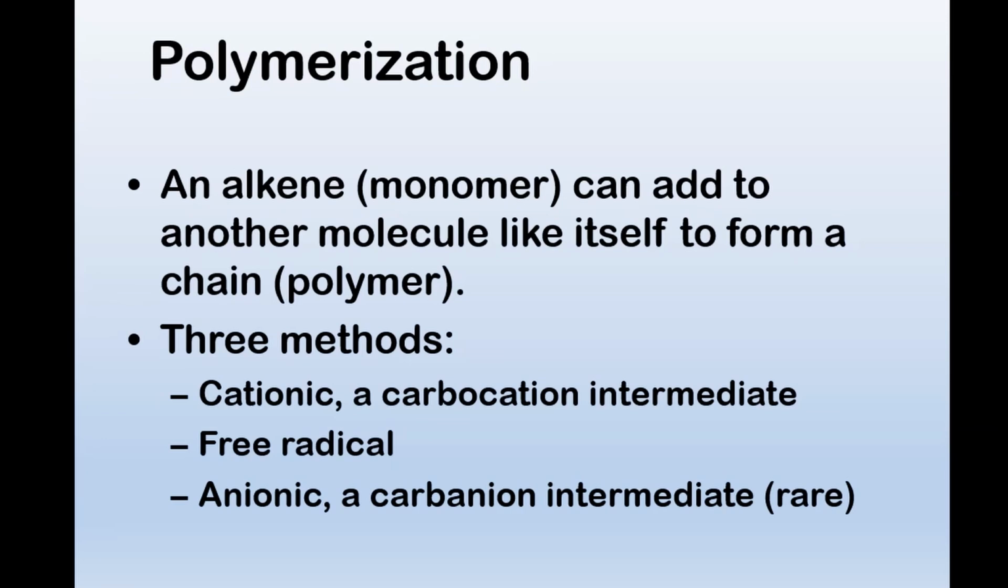What else can alkenes do? Well, they undergo addition reactions. What if they undergo an addition reaction with themselves? When that occurs, we call it polymerization. And the alkene by itself we call a monomer. Then as we stick them together, we form a chain, and we call the chain a polymer. And there's all different types of polymerization. It can be started with a cation or a free radical or an anion.